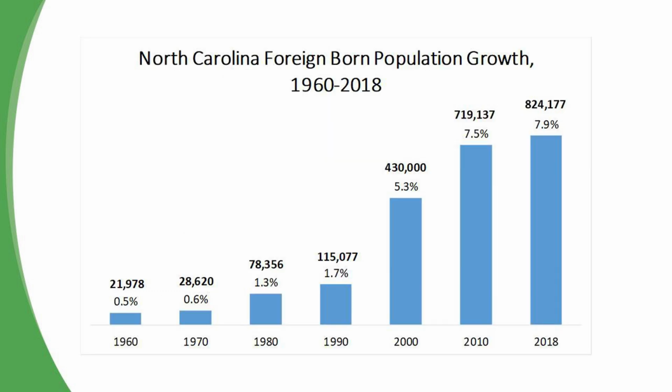What about North Carolina? So I showed you where they're moving in the country, and here's what our foreign-born looks like. Back when I was born, 21,978, and now 824,000. Huge increase, and even greater now since 2018 of the foreign-born population growth. So again, our population growth is people moving here from other states, and then people moving here from other countries.